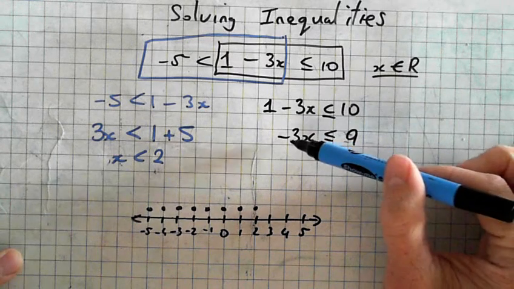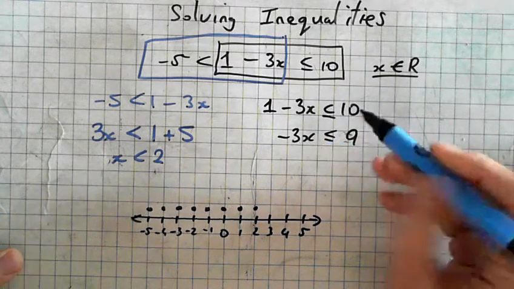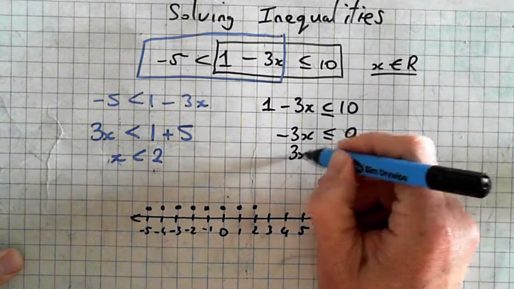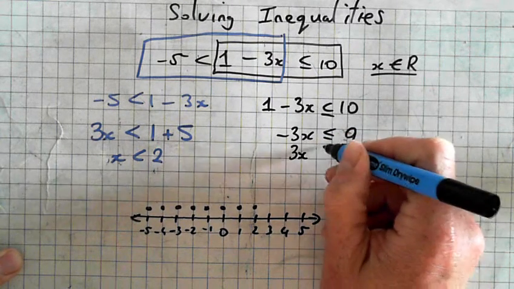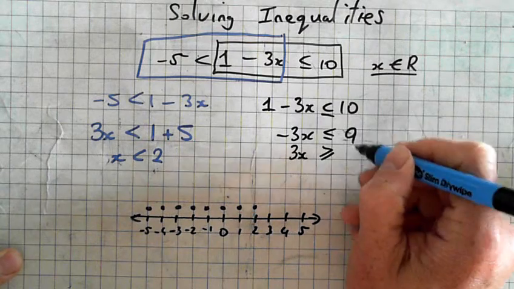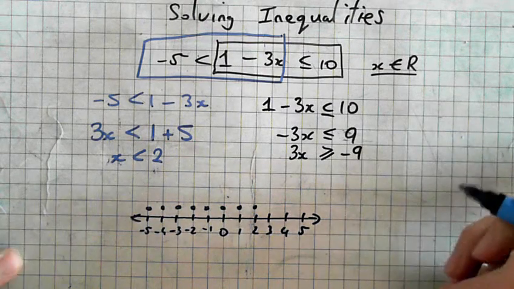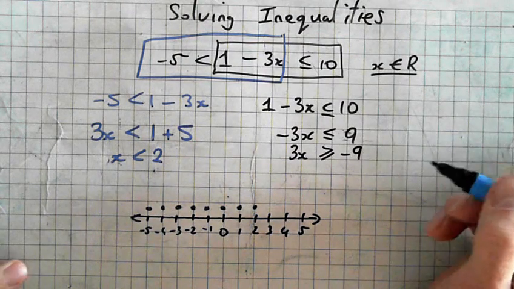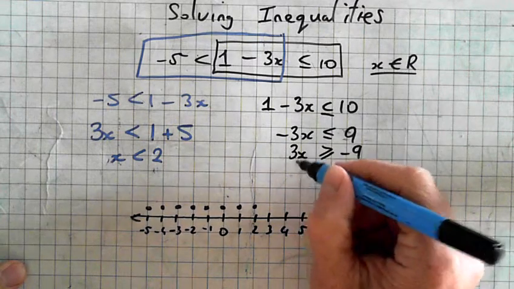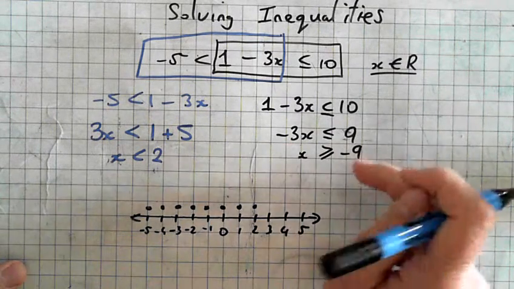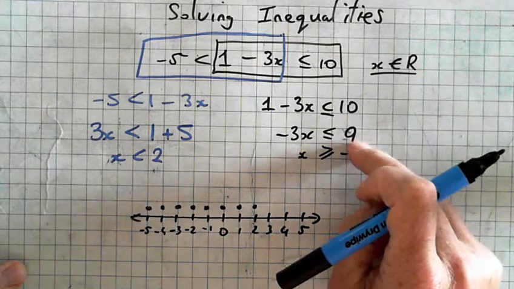Okay, we don't want the x to be negative, so change the sign. Change the sign in the middle. Divide both sides by the number in front of the x. 3 divided by 3 is? Minus, no, 9 divided by 3?